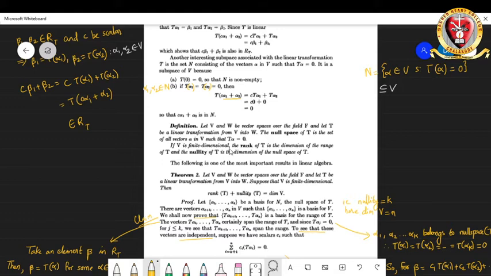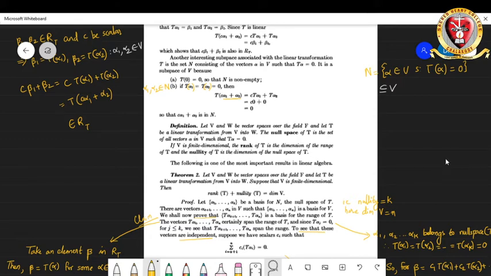And if V is finite dimensional, the rank of T is the dimension of the range of T, and nullity of T is the dimension of the null space of T. So you defined three terms. One is the range space, the other is the null space, and then you defined rank, which is equal to the dimension of the range space, and nullity, which is equal to the dimension of the null space.